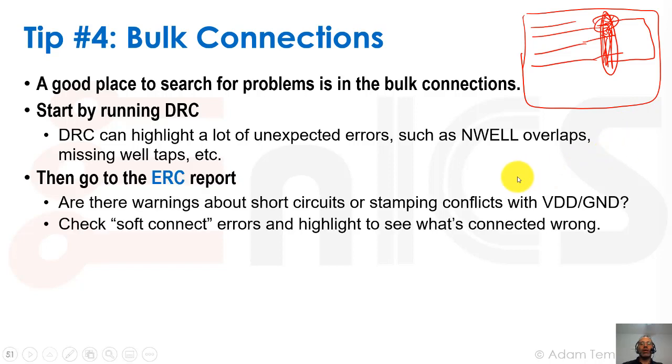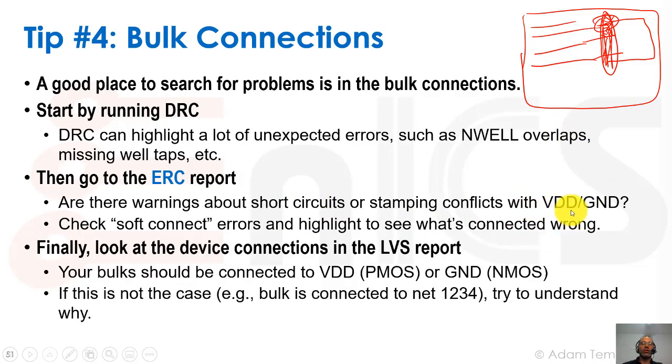Okay, the next step is going to the ERC reports. If there are warnings about short circuit, stamping conflicts on VDD and ground, check the soft connect errors and highlight to see which connections are wrong. What if we forgot to put in all kinds of fillers or different well taps and so forth? They'll be shown inside the ERC report. It has nothing to do with comparison. It's already in the extraction.